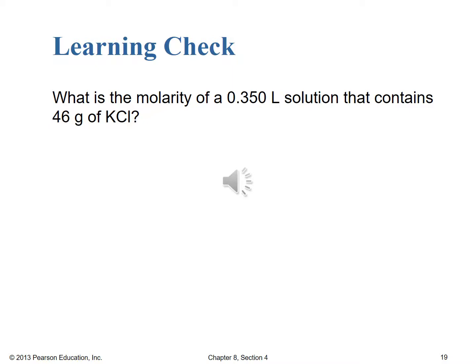All right, so now that you have a bit of understanding about molarity, let's see how you do on this learning check. What is the molarity of a 0.350 liter solution that contains 46 grams of KCl? So go ahead, solve this, stop the video here while you try to figure that out, and start us back up either when you've come up with the right answer or what you believe is the right answer, or if you're really stuck, then just start right back up and see what we would do in a case like this.